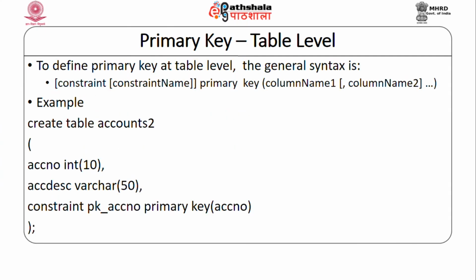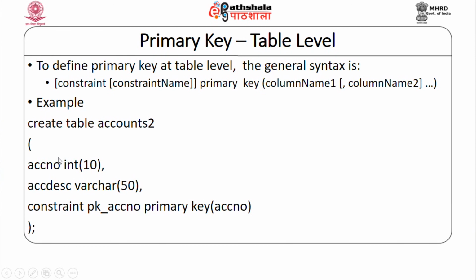primary key at table level, after defining all the columns, comma, you can write constraint. Though it is optional, it is a good idea because you give a constraint name, so when you want to drop a particular constraint you can use it. So, write constraint, the constraint name is also optional, then primary key and, in parenthesis, the column name is compulsory. If it is composite, then it can be more than one column.